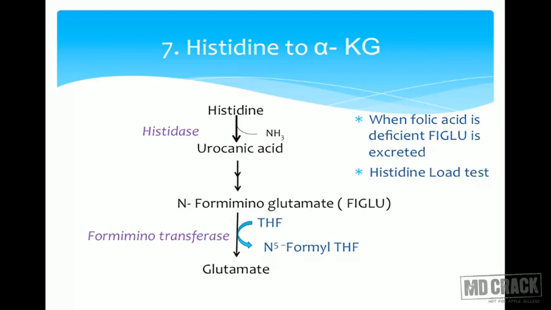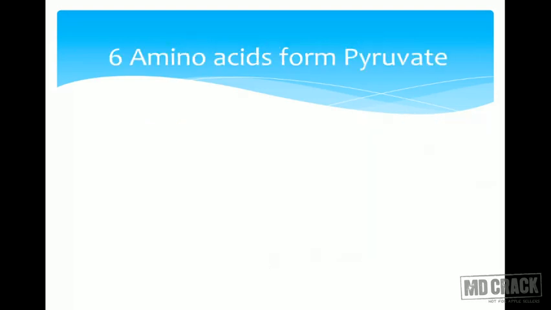Proline and arginine. Arginine has come from the urea cycle, so maybe that's how you remember that ornithine is converted to glutamate. So you know that. And proline also is nearly the same pathway, actually, arginine and proline. So now we go on to the other amino acids which form pyruvate.